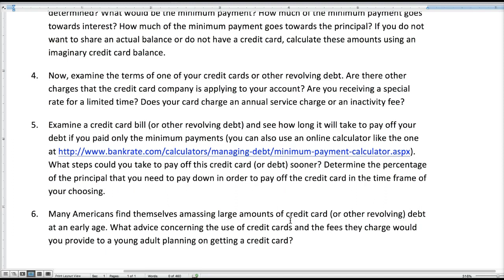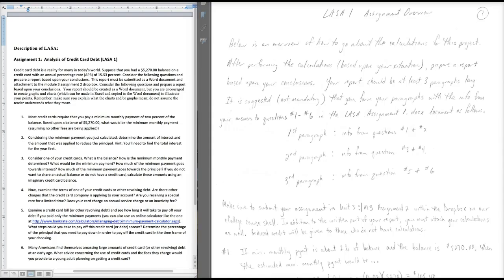Okay. All right, so we're going to switch gears here, and I am going to go over the example that I've done to help you understand where all this stuff comes from and how you can see all this come together. Okay, so the document that I have to the right is my handwritten overview of how I think this should be done calculation-wise. And so I'll start off by saying below is an overview of how to go about the calculations for this project. After performing the calculations based on your situation, prepare a report based on your conclusions. And your report should be at least 3 paragraphs long.